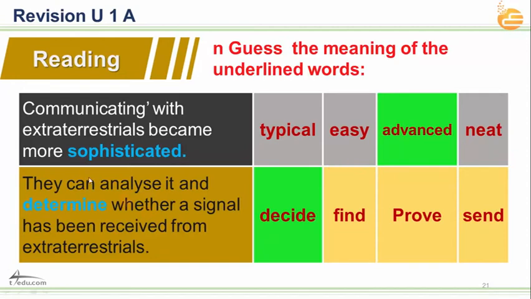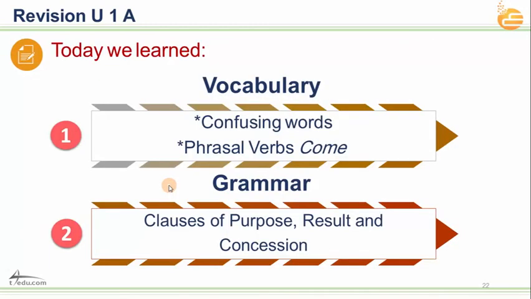Another one we got, they can analyze it and determine, which is decide. So we can say they can analyze it and decide or determine if or whether a signal has been received from extraterrestrials. So the option is very clear, which is decide. We can say find, approve, or send. So they can analyze it and decide if or whether a signal has been received from extraterrestrials.